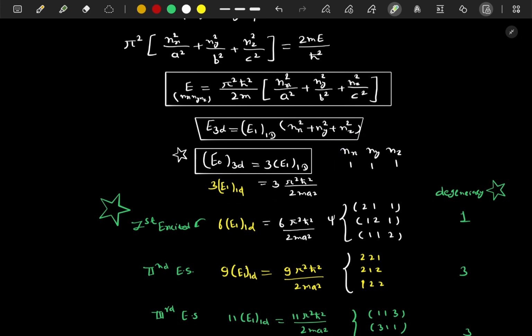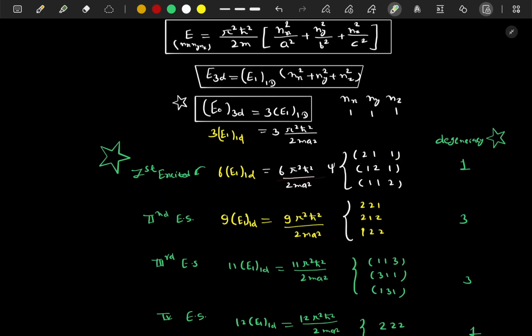Pay attention very keenly on my words. Now when we go to the first excited state, then what will happen, these are 1 1 1, so introduce 2, so there can be 3 degenerate states, 2 1 1, 1 2 1 and 1 1 2. Okay, so degeneracy will be 3, and when you square and sum up it will be 4, 1 plus 1, 4 5 and 6, so 6 π square h-cross square upon 2m a square.